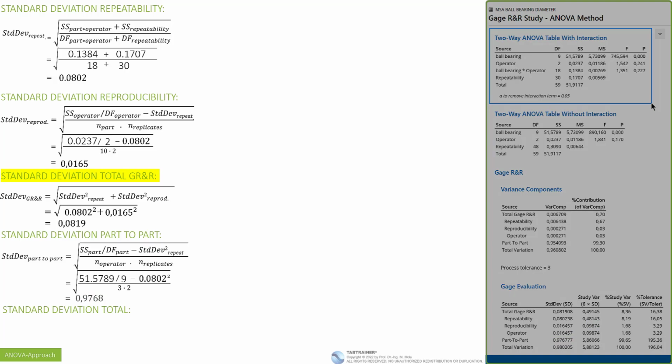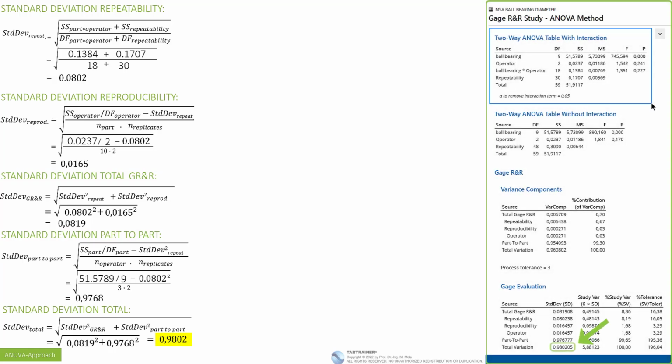Therefore, with the help of the standard deviation of our measurement system and the part-to-part variation, we now have all components available in order to calculate the standard deviation of our total variation. This results in a standard deviation of 0.9802 millimeters for the total variation of the measurements in our practical scenario. We find this value in the output window at this point.